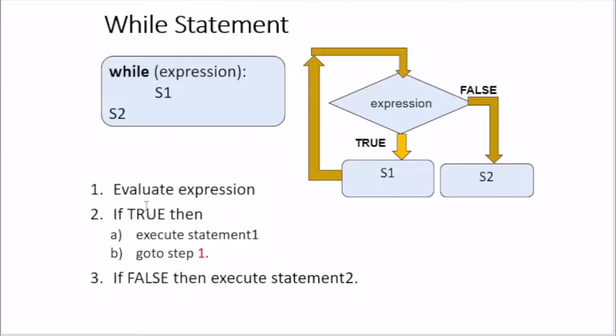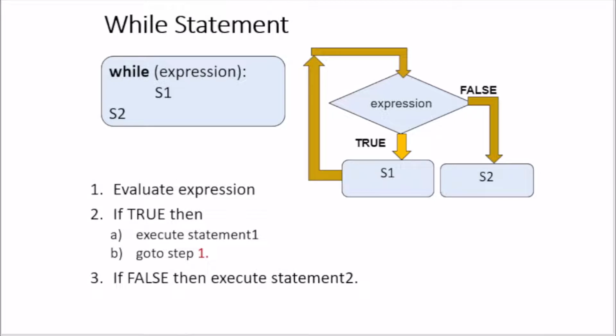So the first step, you need to evaluate the expression. Second step, if it is true, then it is going to execute statement 1, and again it will go back to evaluate the expression again. So this becomes a loop. Until the condition becomes false, it is going to execute the loop. As soon as my condition becomes false, it comes out of the loop and executes the next statement, that is S2. Now let me show you how actually it works.